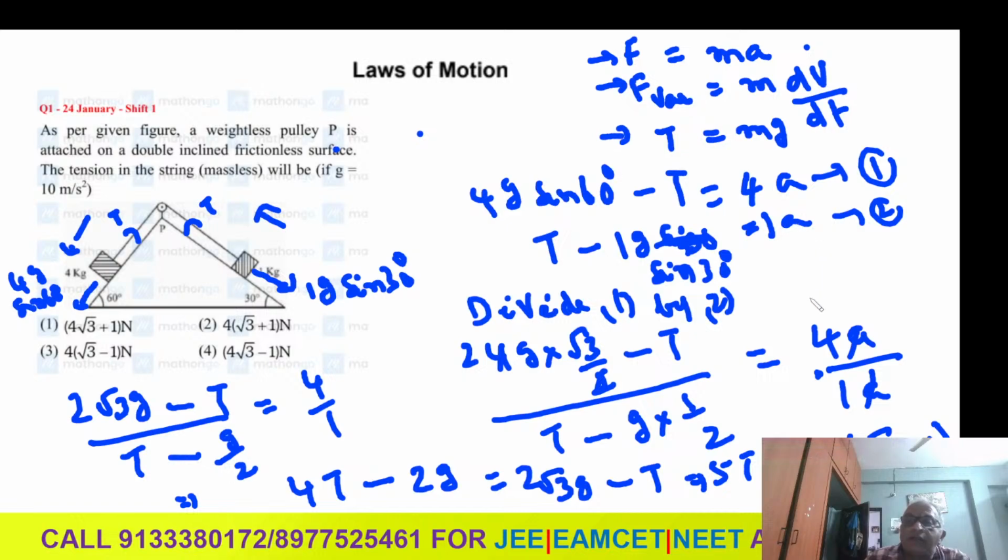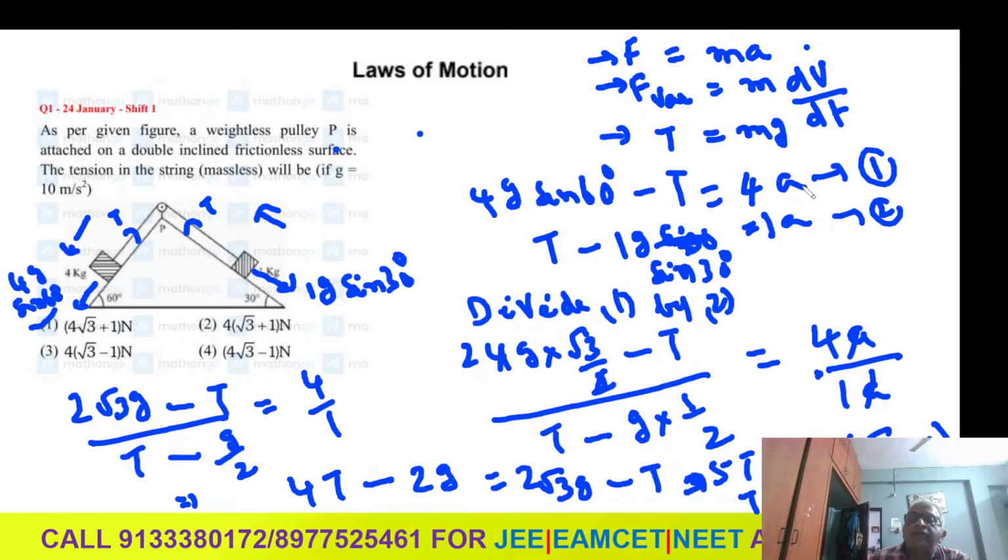Take the value of g, and you get the equation for 5T. Tension is nothing but 2g, that is 20 by 5, since g is 10. You will get 4 into root 3 plus 1. The answer is this. Here I wrote all these equations.